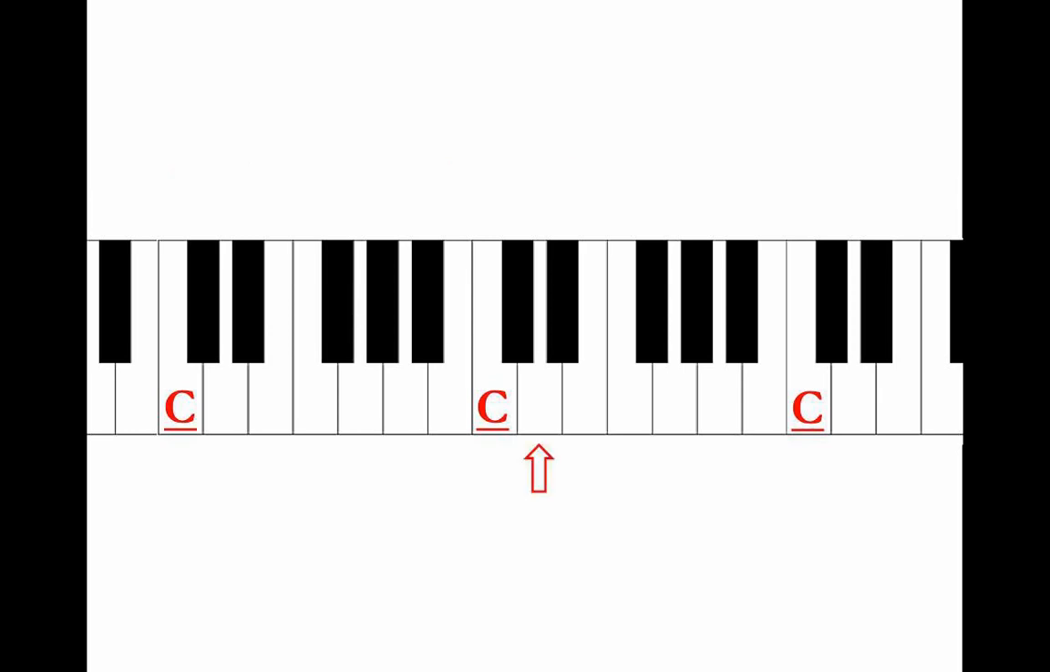So, what's this note? D. How about this one? B. Now, the nearest C, you're going up a third, that's E. Going down a third from the nearest C, so this is A.